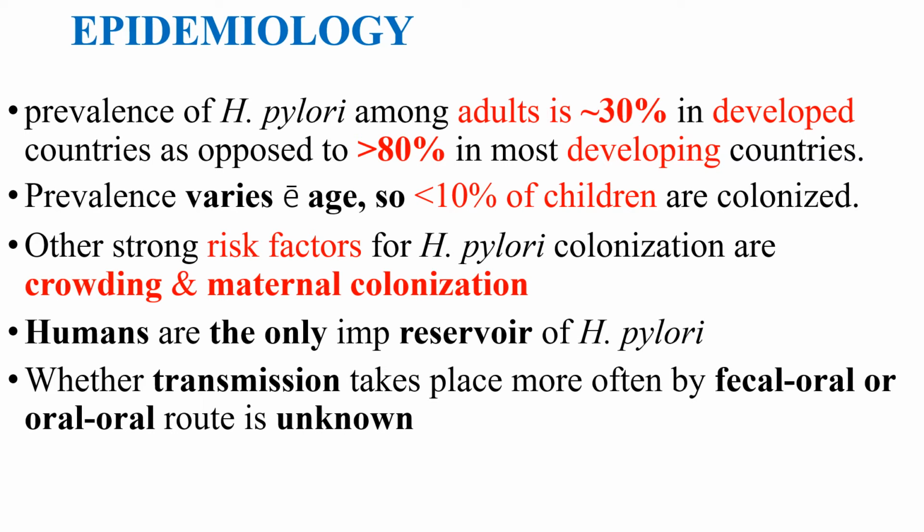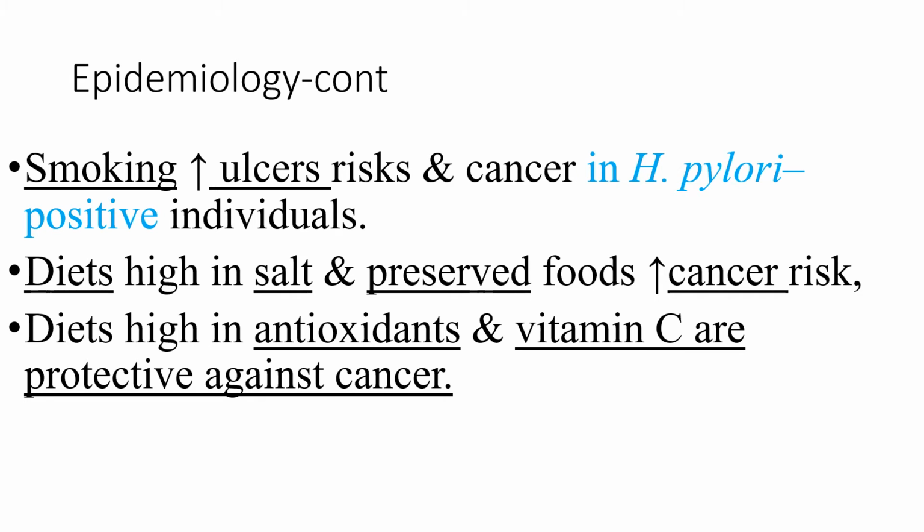Other strong risk factors for H. pylori colonization are crowding and maternal colonization. Humans are the only important reservoir of H. pylori. Whether transmission takes place more often by fecal-oral or oral route is unknown. Continued epidemiology: smoking increases ulcer risk and cancer in H. pylori positive individuals. Diets high in salt and preserved food increase risk. Diets high in antioxidants and vitamin C are protective against cancer.